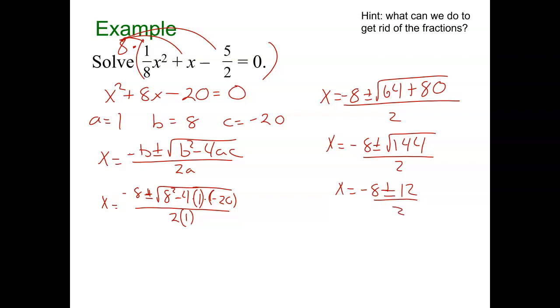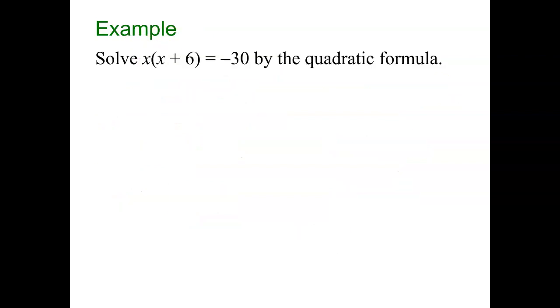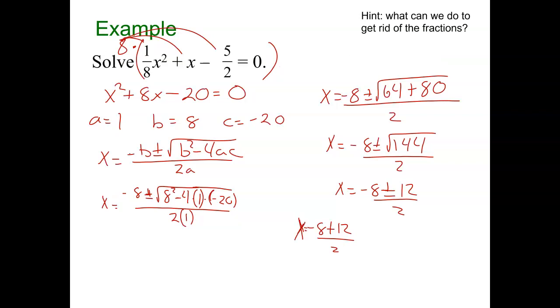Okay, so then you need to do both plus and minus. You have to do both of those. So negative 8 plus 12 over 2, negative 8 minus 12 over 2. x equals negative 8 plus 12 over 2, and x equals negative 8 minus 12 over 2.